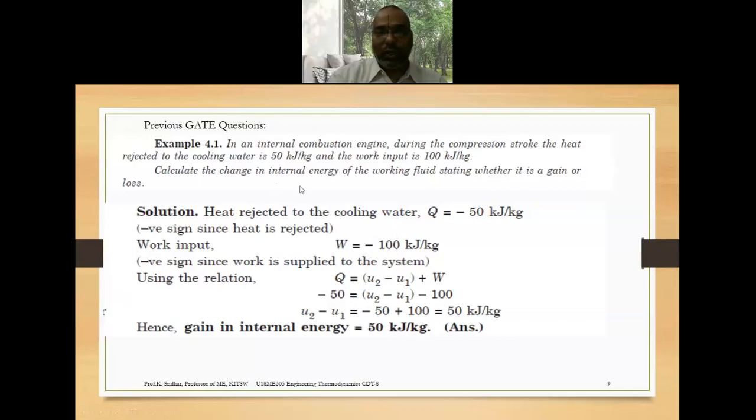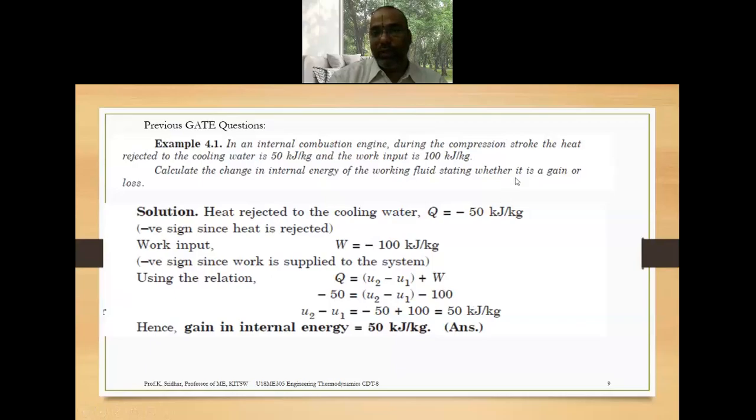So now he is asking us to calculate the internal energy. So that is delta Q is equivalent to dU plus delta W. So just substitute the values. Q is equivalent to minus 50, U2 minus U1, W is nothing but minus 100. So we are able to see that U2 minus U1 is equivalent to 50. So U2 minus U1 stands for an increase in the internal energy, and U1 minus U2 stands for a decrease in the internal energy. So that's why we can say that the gain in the internal energy is equivalent to 50.